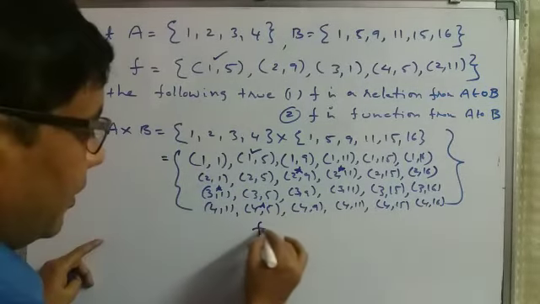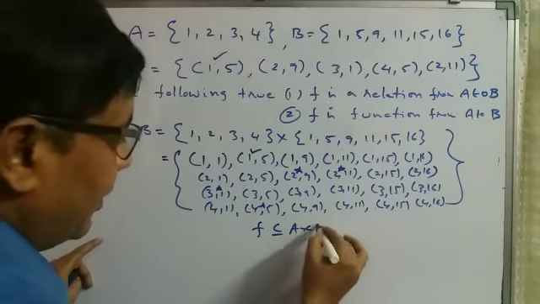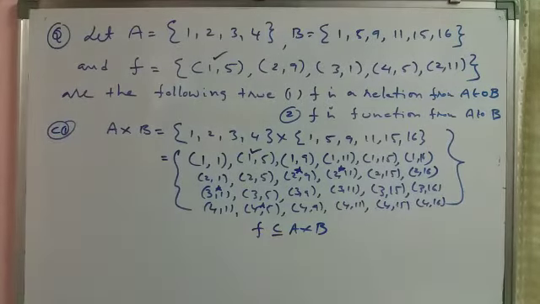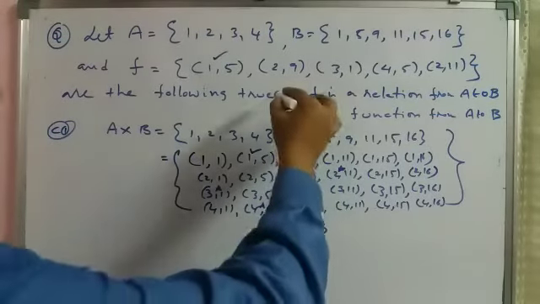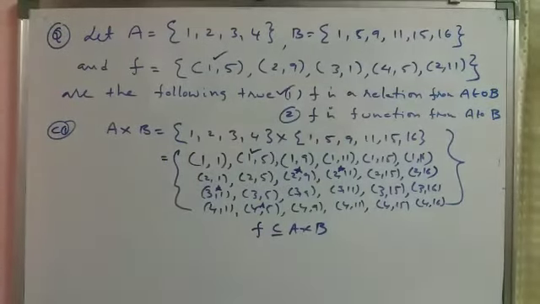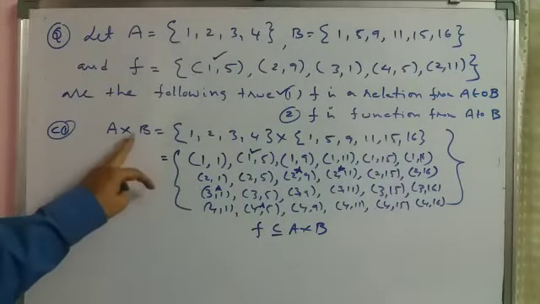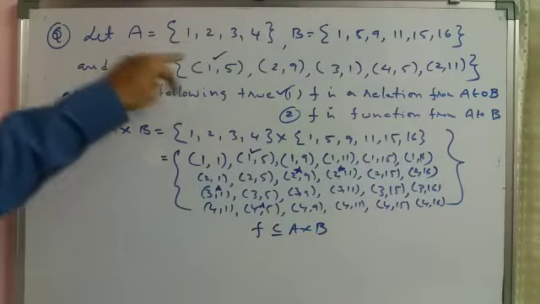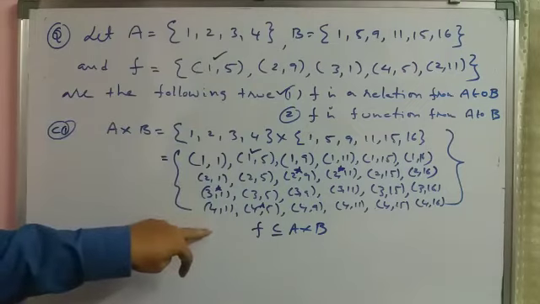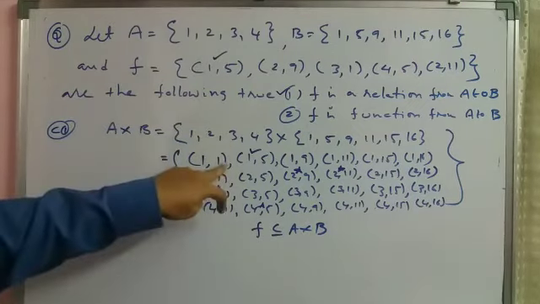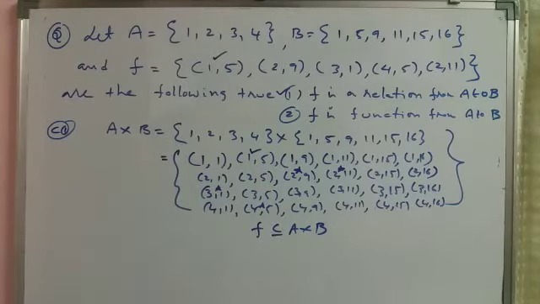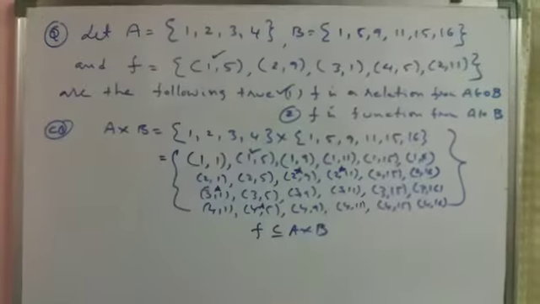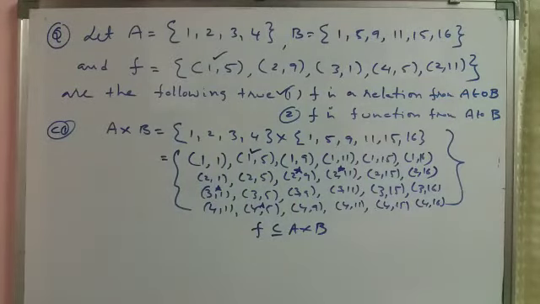Therefore, f is a subset of A cross B. f a subset of A cross B means f is a relation from A to B. So the first statement is true. Okay, this is the solution. Write down A cross B, then your answer: each element in f is also an element in A cross B. Therefore f is a subset of A cross B, therefore f is a relation from A to B. Case 1 completed. Okay, students, right?